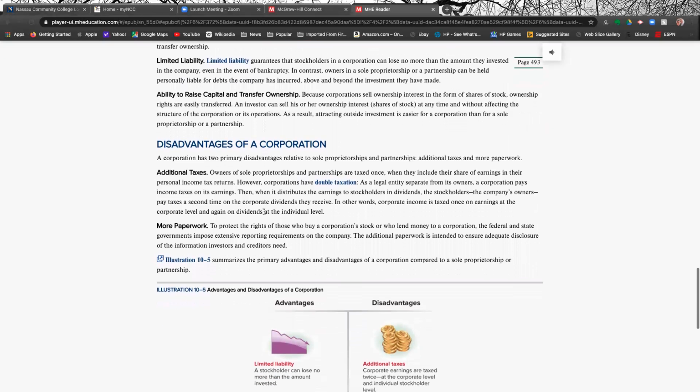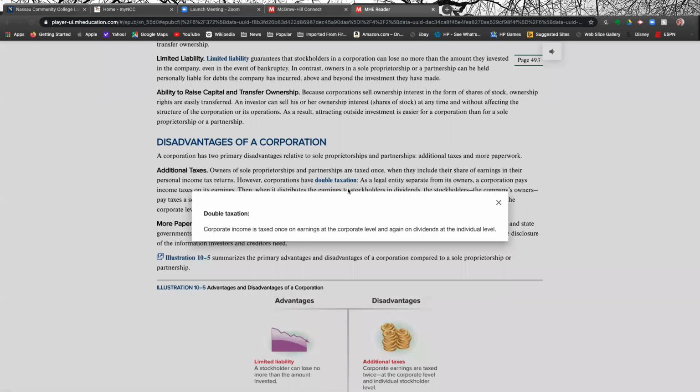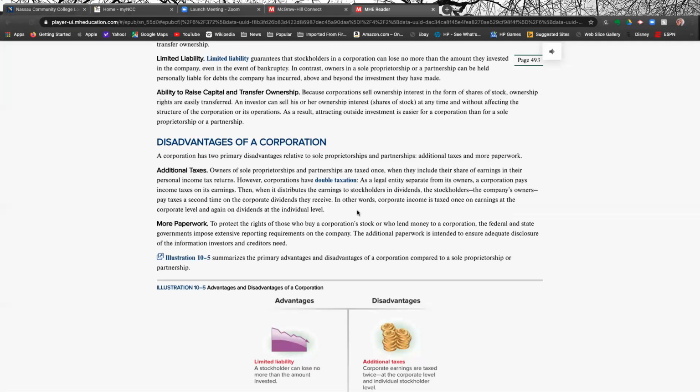Disadvantages: you wind up paying additional taxes as a corporation. The corporation pays a tax on any profits that it has. And then if those profits are distributed to stockholders, the stockholders have to also pay personal income tax. So that's known as double taxation, right? So here they give you a definition of that. Paperwork. Corporations require lots of paperwork. All businesses require lots of paperwork, but corporations require more than most.